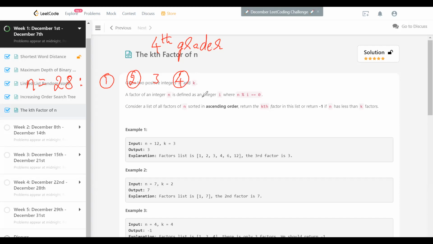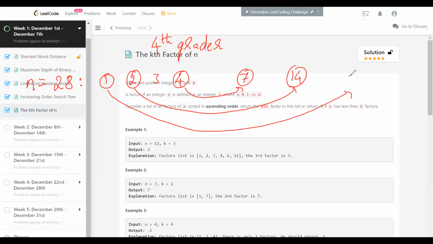By the way, when 4 is a factor, 4 times 7 is also 28, right? So 7 also must be a factor. That's why 4 and 7 are in pairs. Similarly, 2 and 14 are also in pairs. 2 into 14 is 28. And trivially, 1 into 28 is also a pair.